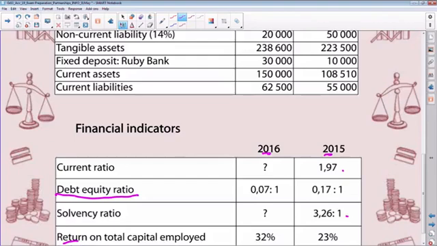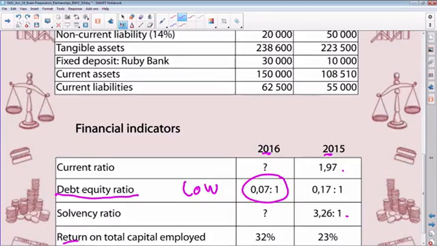2016, this ratio has improved because remember, the lower this ratio, the better it is in terms of risk. So this ratio has improved or decreased to 0.07:1. So clearly indicating that this business is considered to be low geared or low risk. Okay, you guys with me? So in other words, the banks will definitely grant the business an additional loan, bearing in mind that they are low risk and low geared.